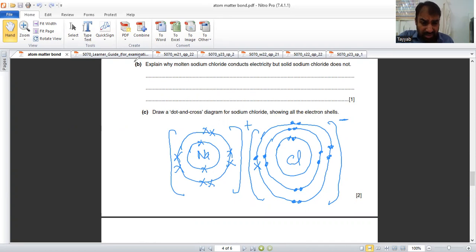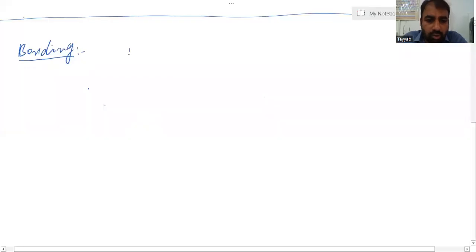For example, he asks about the dot and cross diagram for sodium oxide. This is a little complex structure. I would like to show you the dot and cross diagram of sodium oxide on the whiteboard. Why is it an ionic compound? This is a metal, this is a non-metal.